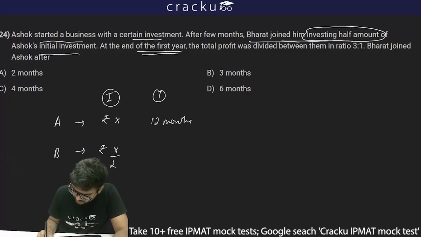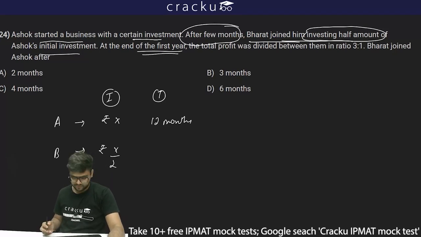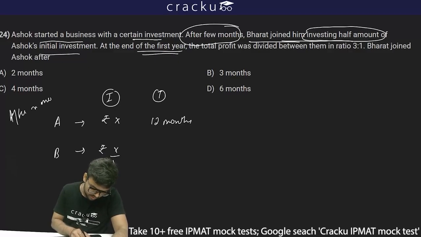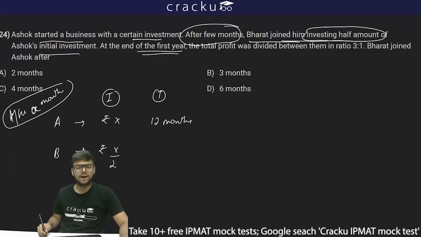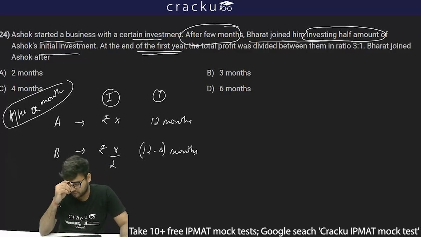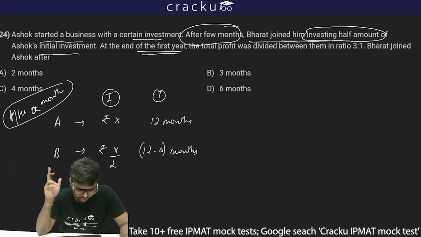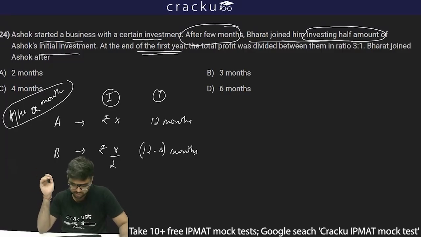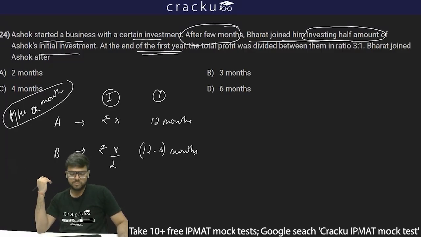But Bharat joined him after a few months. Let's say he joined him after A months. So what does this mean? This means that Bharat has invested for 12 minus A months. Let's say Bharat joined after 2 months. Then at the end of 1 year, Ashok will have invested for 12 months and Bharat for 12 minus 2, which is 10 months, because he entered the business after 2 months. So 12 months for A and 12 minus A months for B.